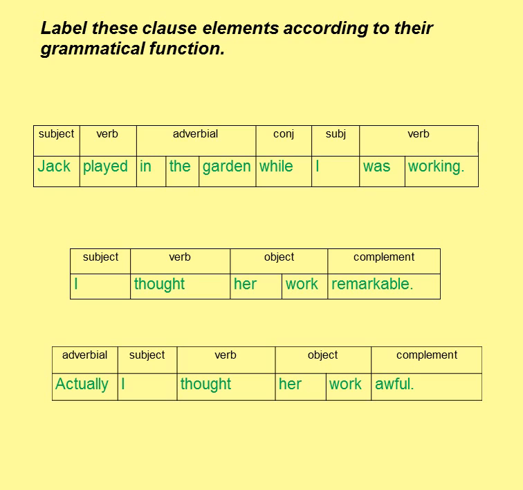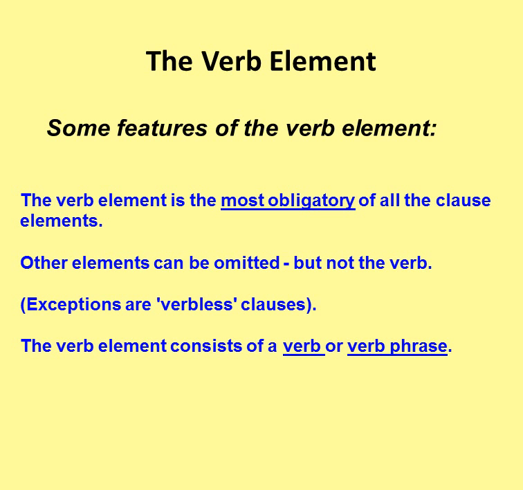So now let's have a look a bit more closely at the verb element. Some important features to know about the verb element. First of all, it's the most obligatory of all the clause elements. We can't have a clause without a verb. We can miss other clause elements out, they're optional, but a verb is obligatory. There are some exceptions to this, but we're not going to go into that at the moment. And basically, a verb element consists of a verb on its own or a verb phrase. As we know, a verb phrase is a verb plus a noun phrase, or a verb plus a prepositional phrase, or a verb plus an adverb.